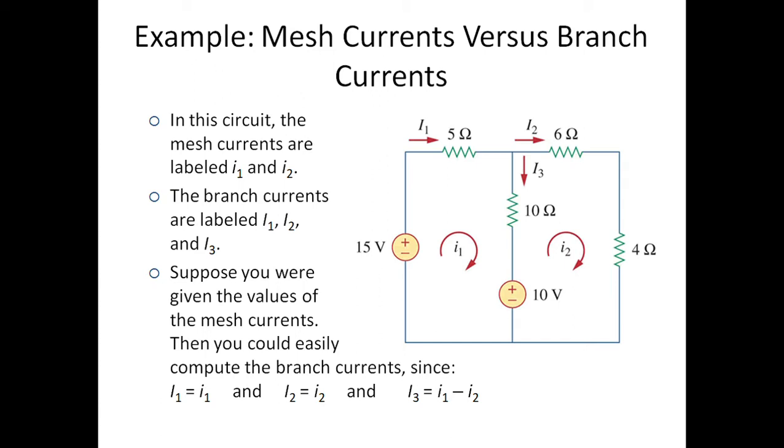Let's consider an example here. Capital I1, I2, I3 are the branch currents, and small i1 and i2 are the loop currents. This circuit has two loops. There are some steps to follow to simply perform the analysis and find the currents through the two branches. In the circuit, the mesh currents are labeled as small i1 and small i2, and capital I1, I2, I3 are the branch currents.